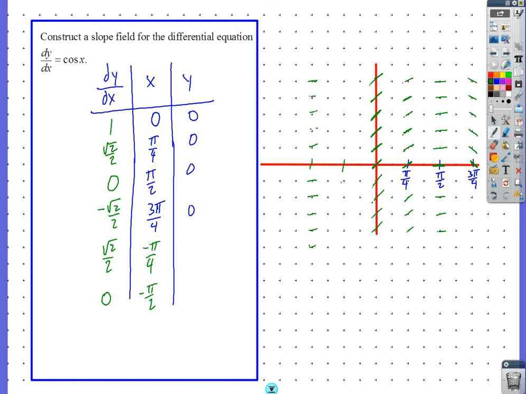Okay. Yeah. Positive pi over 2. A little bit flatter than that. Okay. So then it goes, well, what graph? There's my slope field. I'm done. Okay. But what graph does this get to? What graph does this get to?